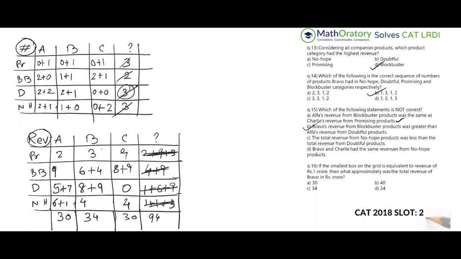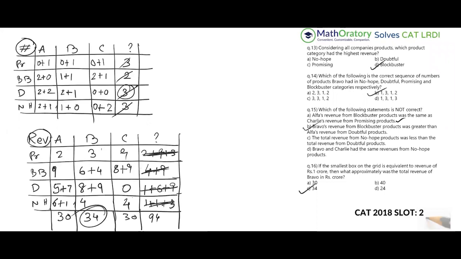Question 16 says, if the smallest box on the grid is equivalent to revenue of rupees 1 crore. If you remember the areas that we were filling up, there were some areas which were 1 square unit, right? There was nothing less than 1 square unit. So 1 square unit is 1 crore. That is the idea, right? So everything is in crores here, all the values. Then what approximately was the total revenue of Bravo in rupees crore? So this is good that we did. Bravo in rupees crore is 34 crores. So that is the answer here.